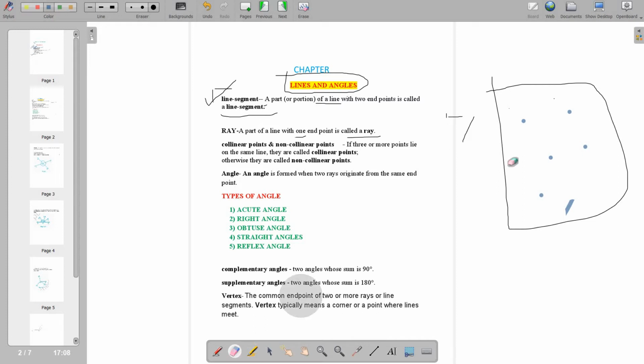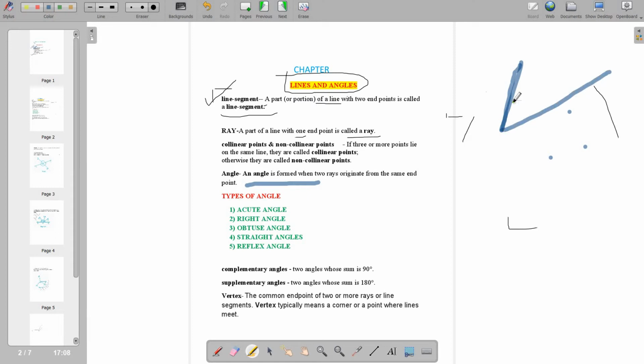Now we will see angle. What is the definition of angle? Many students are scared about angles, so I will define it. An angle is formed when two rays originate from the same endpoint. That means this ray and this ray have a common origin point. This is called an angle. Let us assume this is theta.